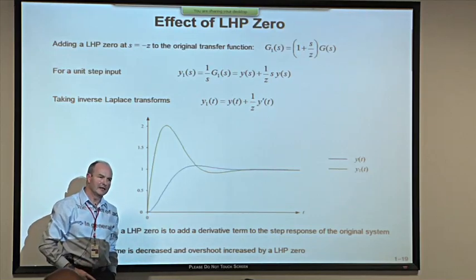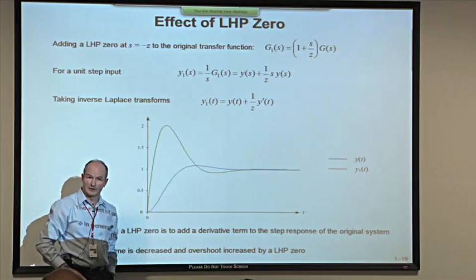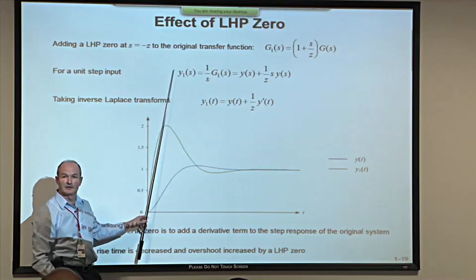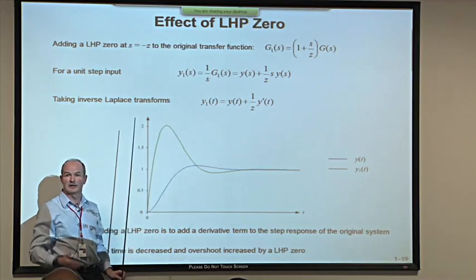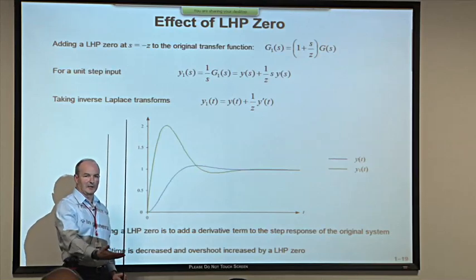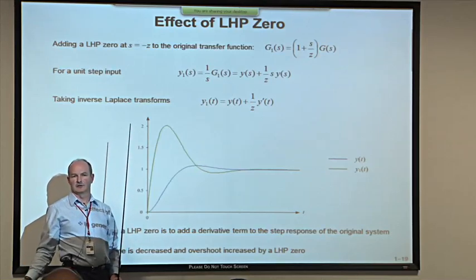So in general then, the effects of a left half plane zero give us overshoot, but we get back a faster rise time. See, it's much faster because we're adding in the derivative. That is the general effect of a left half plane zero. Now, if it's a right half plane zero, the effects are completely different.